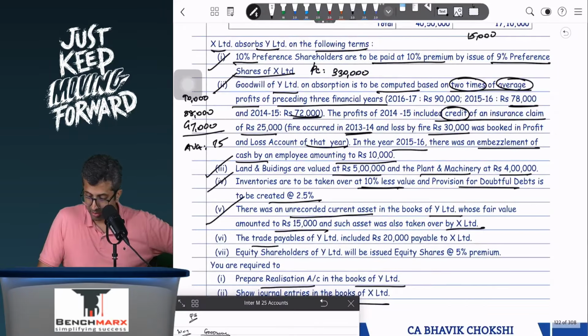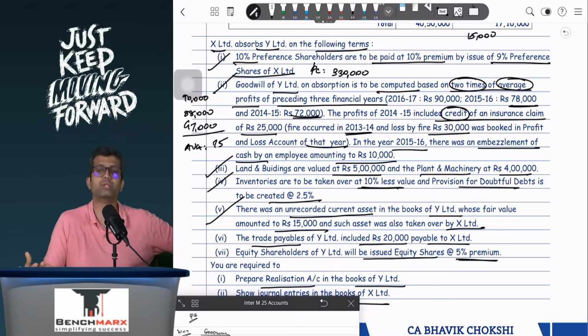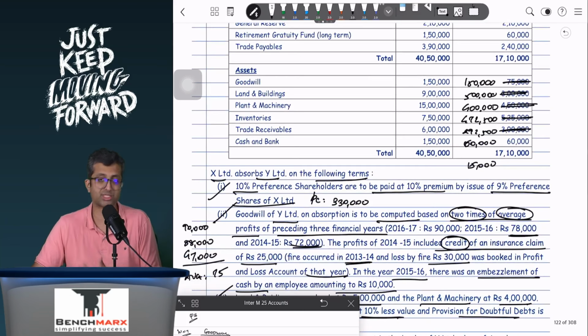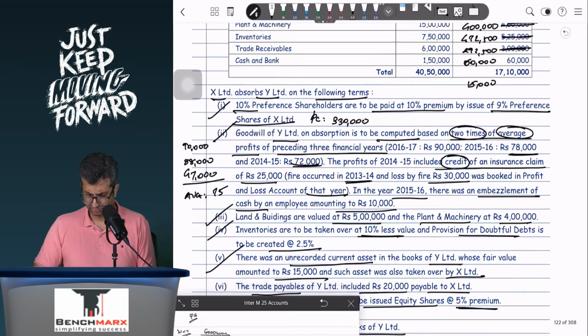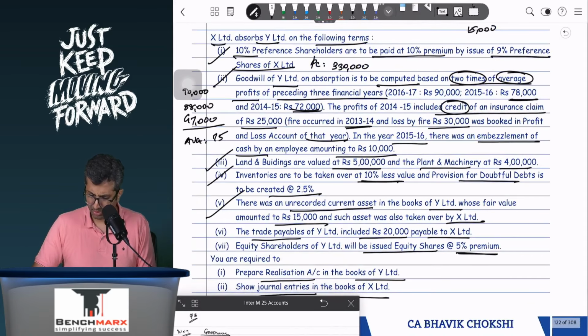The trade payables of Y included 20,000 payable to X, that is intercompany, and equity shares are to be issued. Equity shares at 5% premium. They have not told you how many shares. Whenever they don't tell you how many shares, your total consideration will be based on the net assets. Okay. Prepare the realization account.